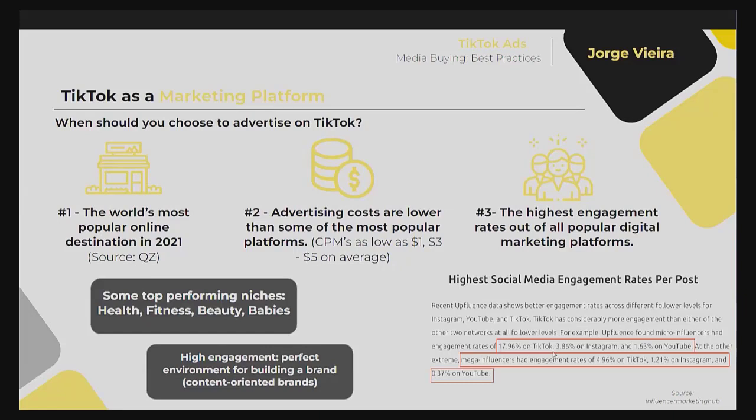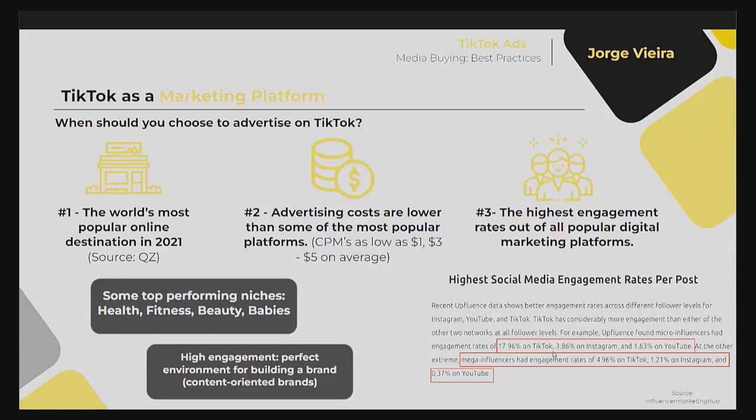That being said, some of the top performing niches on TikTok right now tend to be health, fitness, beauty and baby niches. So, things that correlate well with the target audience you're going to find on TikTok, which is generally younger demographics. The last study I saw about this showed that at least 60% of the TikTok audience was somewhere between their 20s and their late 30s. So a very young audience.